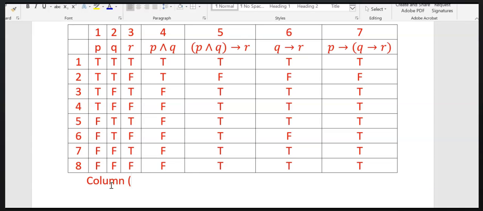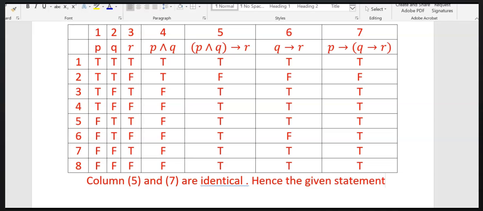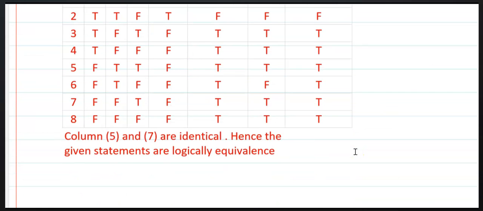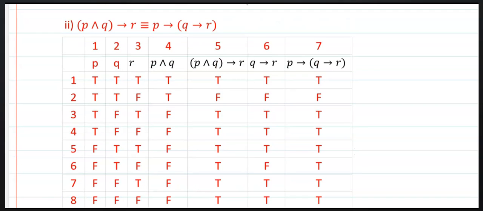Column fifth and seventh are identical, and hence the given statements are equivalence. This is the second one.